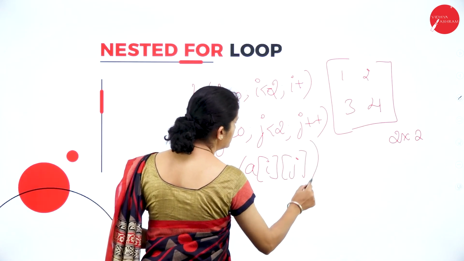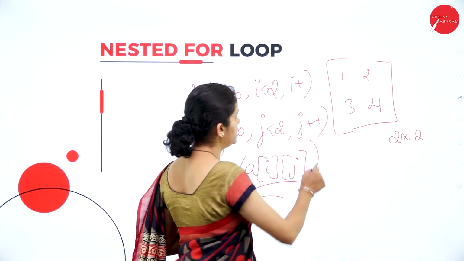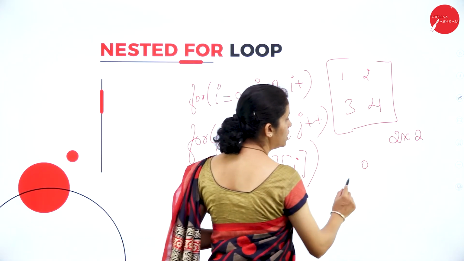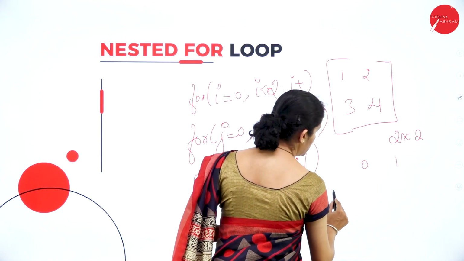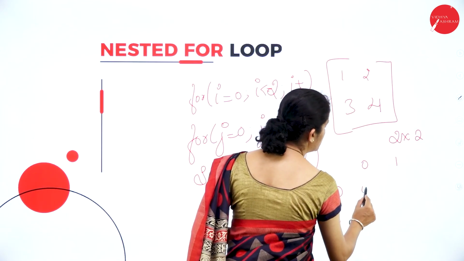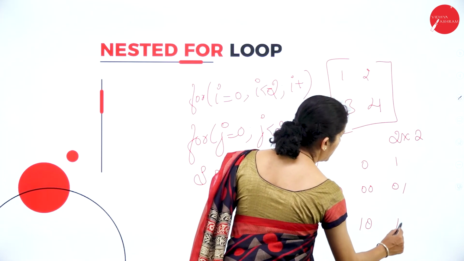So why is it an array? Because if I consider the matrix representation, this is my 0th column and first column. This is my 0th row and this is my first row. So here 0, 0 and 0, 1. 1, 0 and 1, 1.